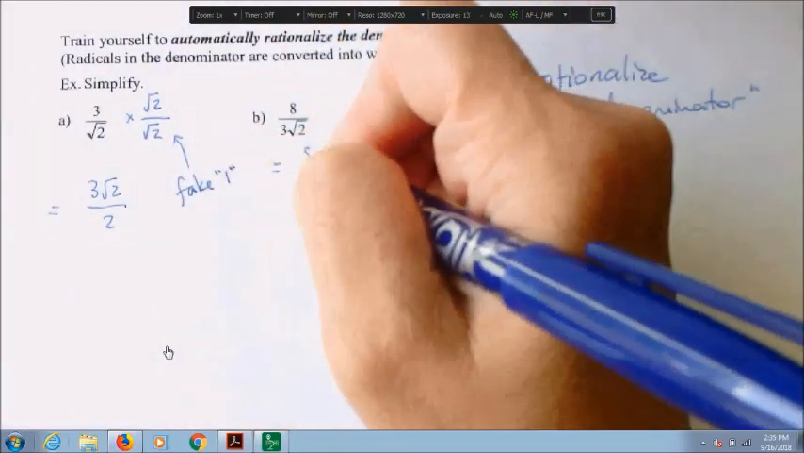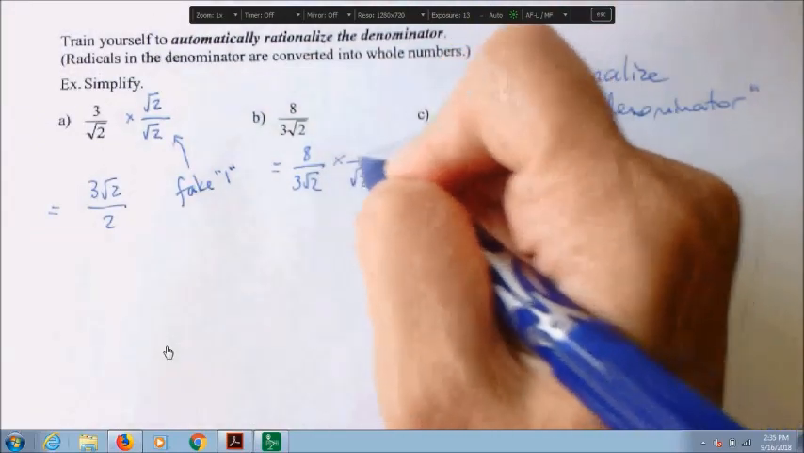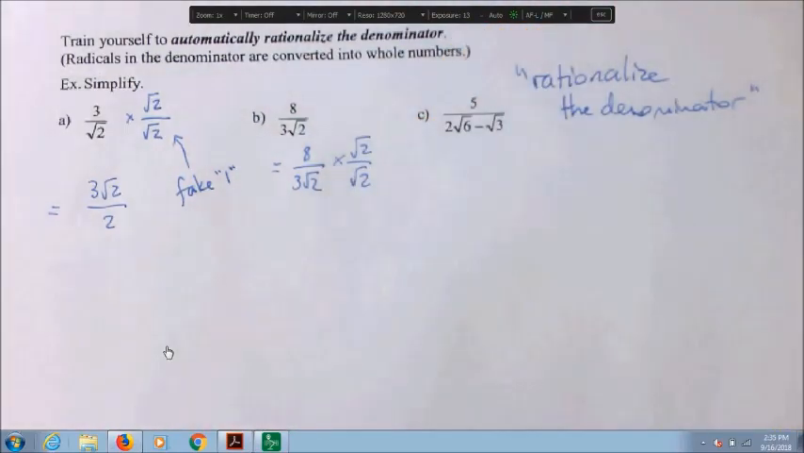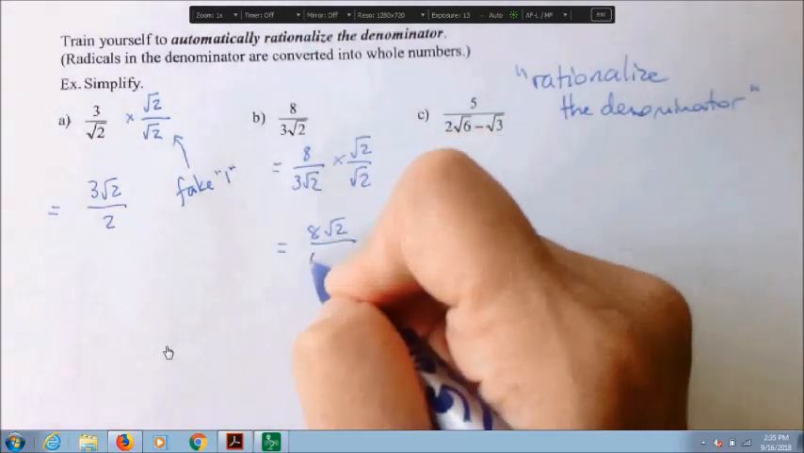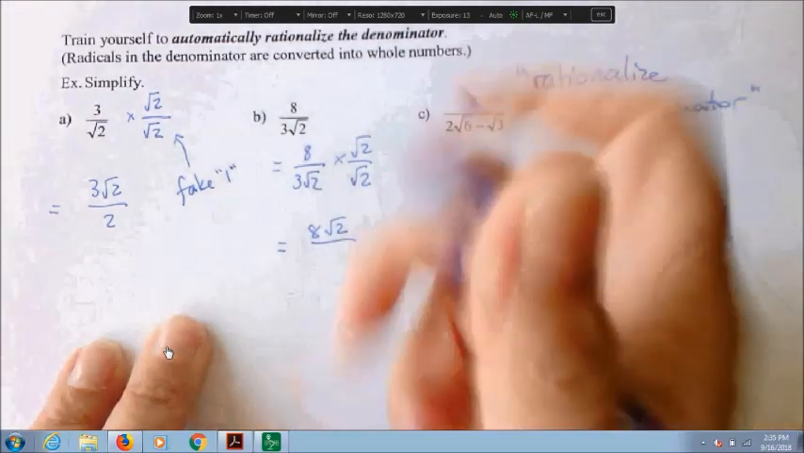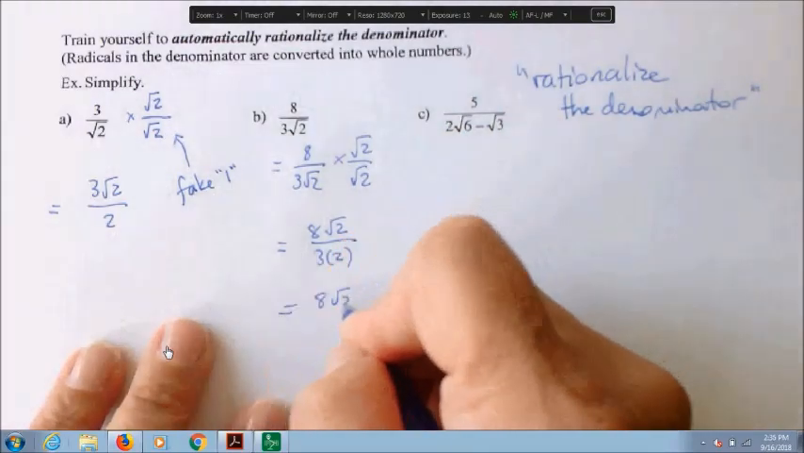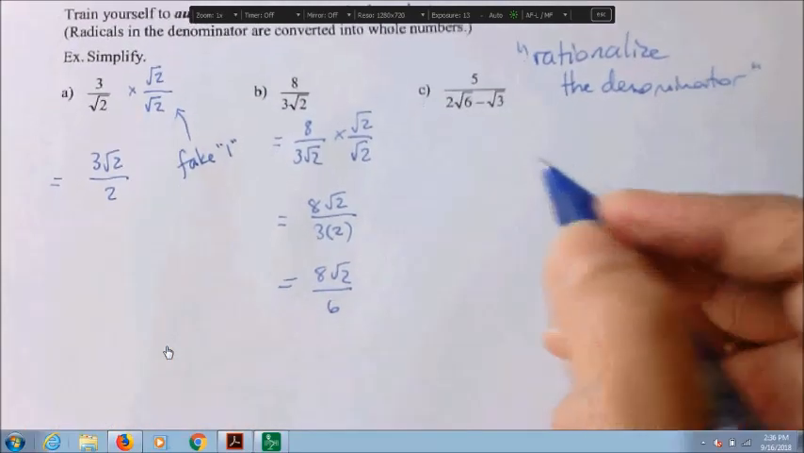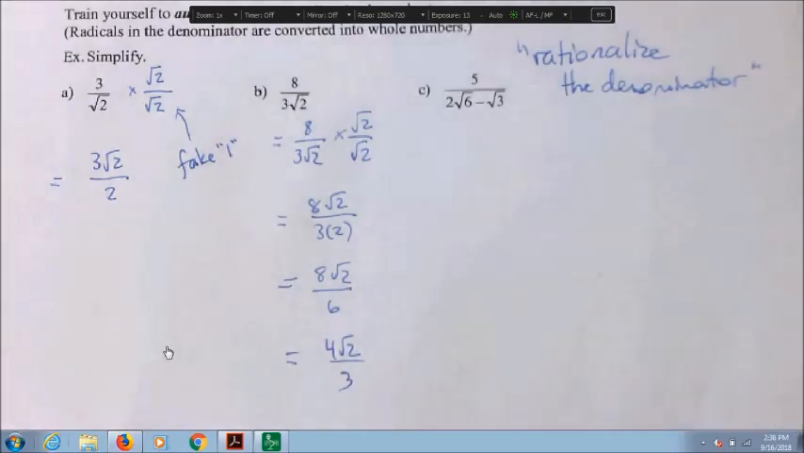Okay, this one, I have this root 2 in the denominator. The 3 is not a problem because the 3 is not a radical. It's just the root 2 that's a problem. So my fake 1 doesn't have to include the 3, it just needs to include the root 2. So I'm going to multiply, and that's going to give me 8 root 2 over, sorry, it is 6, but I'll show you why. Because it's 3 times 2. And that is 8 root 2 over 6. And we're done, except that we need to reduce this fraction. 4 root 2 over 3.